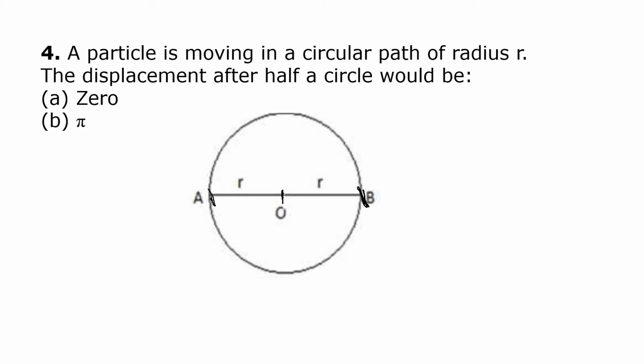Coming to B option, pi R. No. Then C option, 2R. Yes, it is correct. R plus R. Then D option is given 2 pi R. This is also not correct.